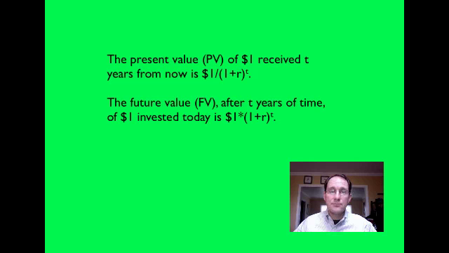To summarize again, present value of $1 received t years from now is 1 over 1 plus the interest rate to the t, so raised to the t number of years. Future value, turn the equation around, after t years of time of $1 invested today is 1 times 1 plus the interest rate to whatever that time is.